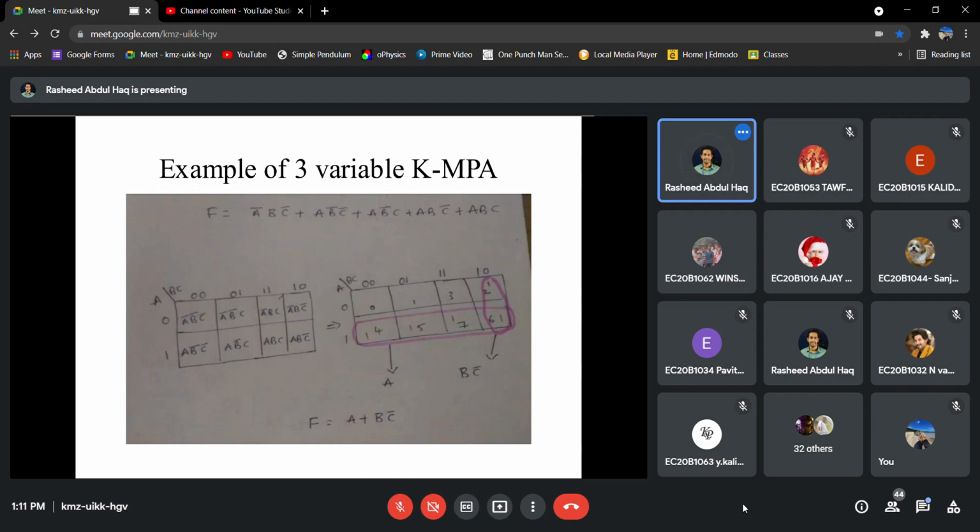Are you understanding? We have one more 1 at this position. Can you see my mouse pointer? Yes, sir. At this point we will have one more 1. So how will we group it? 1 here, also 1.